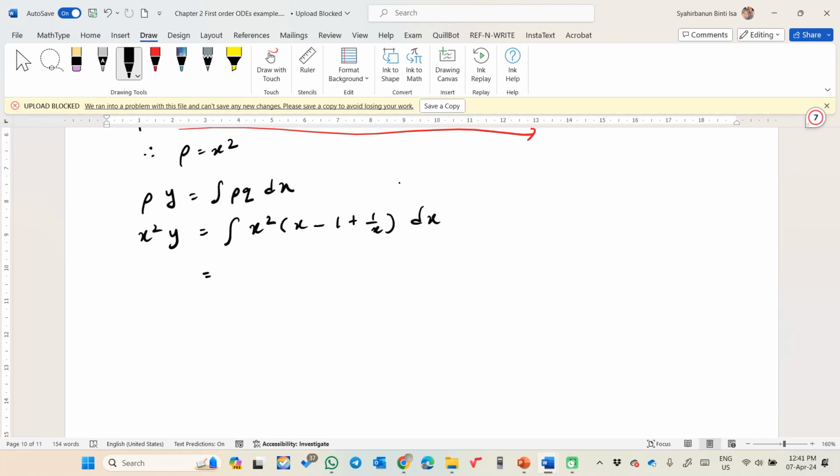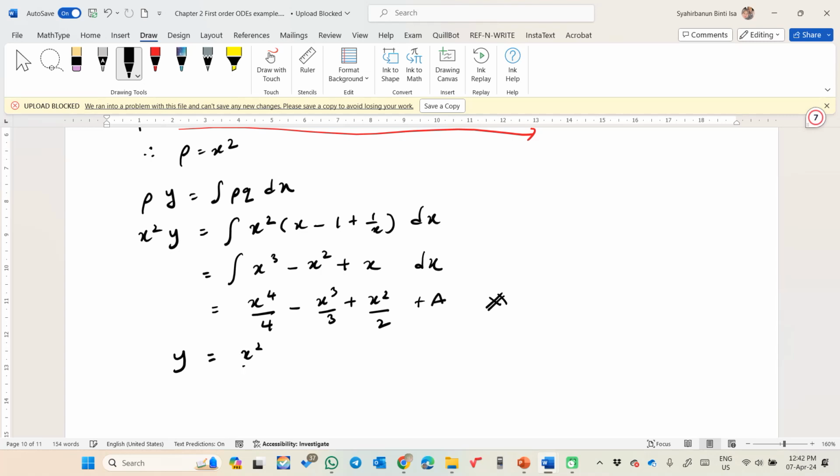So multiply x squared with the terms in the bracket. So we have x power of 3 minus x squared plus x squared divided by x is x. For the right hand side, integrate, we have x power of 4 over 4 minus x power of 3 over 3 plus x power of 2 over 2 dx plus a. You can leave it here, or you can find y. Bring x squared to the right hand side, so we need to divide the right hand side with x squared. So we have x squared over 4.